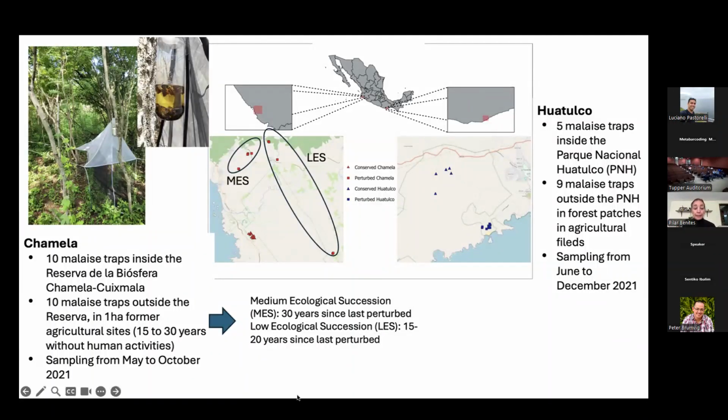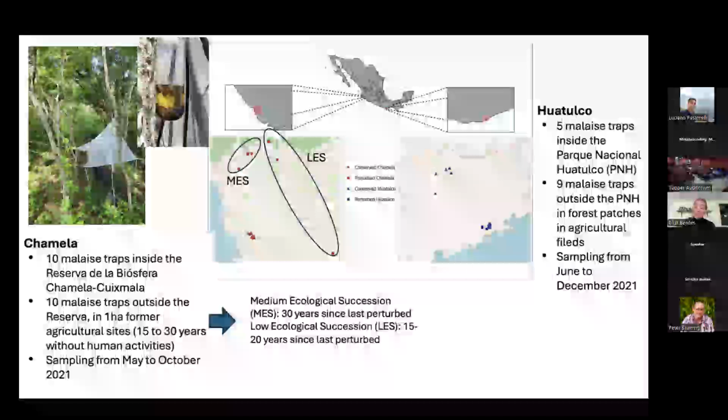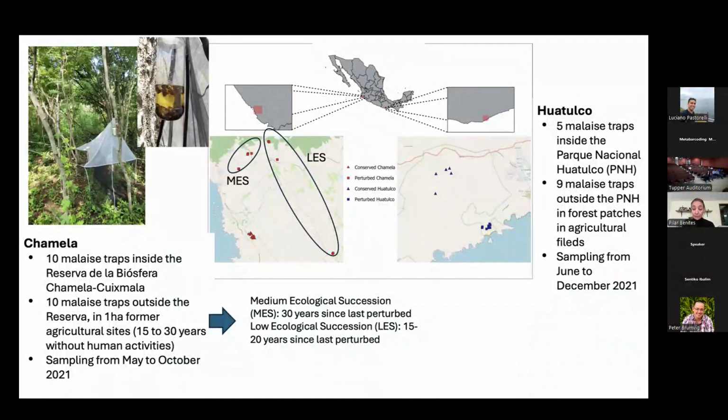So sampling took place in Chamela from May to October 2021, while in Huatulco it took place between June and December 2021. We kept going with our sampling, and we now have more results, but now I'm just presenting results from this time range, because it's what we already had processed at the time.